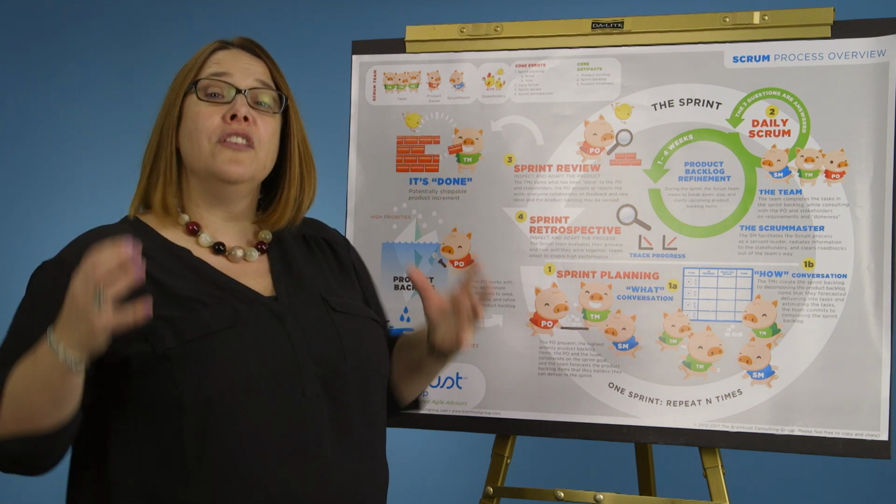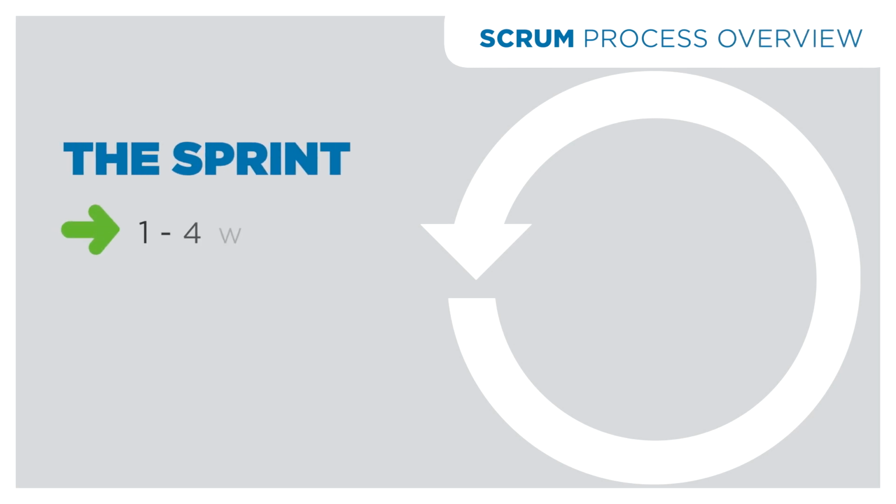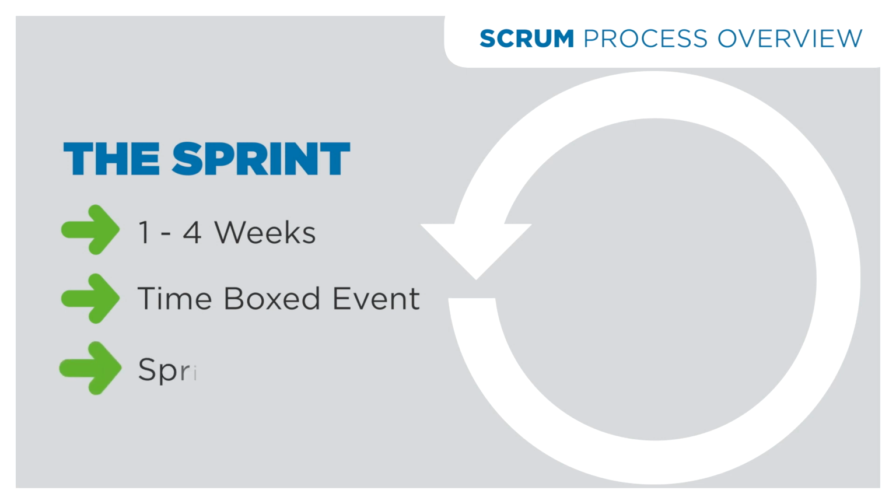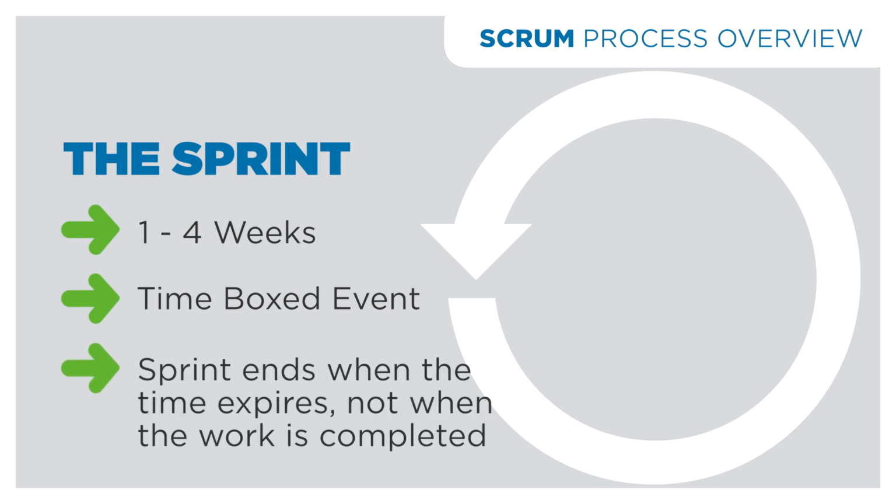So let's look at how these all flow together. The sprint itself is anything from 1 to 4 weeks. The sprint is a time-boxed event, and the sprint ends when the time box expires, not necessarily when the work is finished, so it allows the team to remain very focused on achieving the sprint goal.